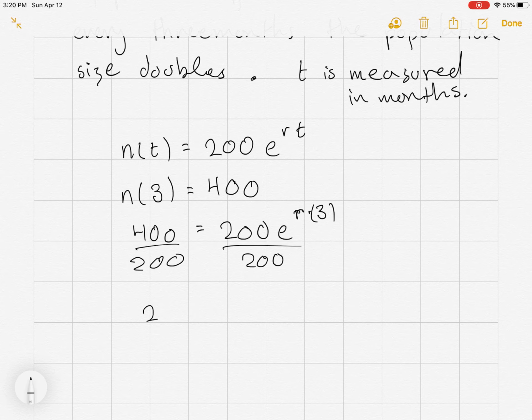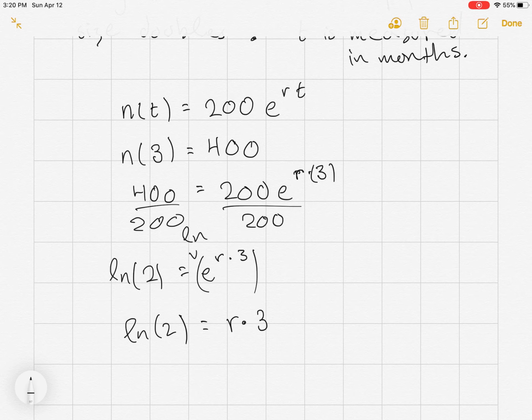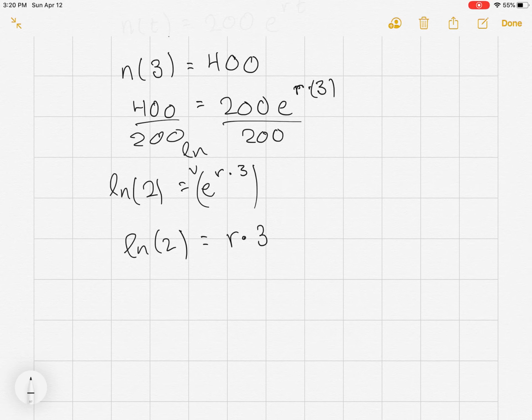And then we will get that 2 is equal to e to the power of r times 3. Then we can take the natural log of both sides of our equation, and we get that the natural log of 2 is equal to r times 3. Then we divide by 3 on both sides to finally get that the natural log of 2 over 3 is our r.